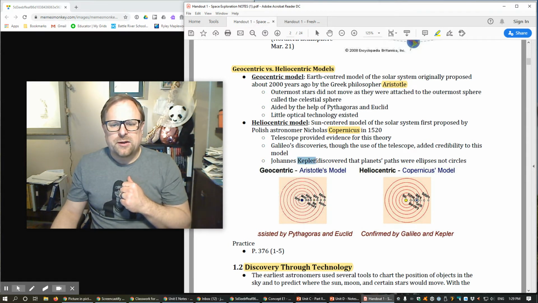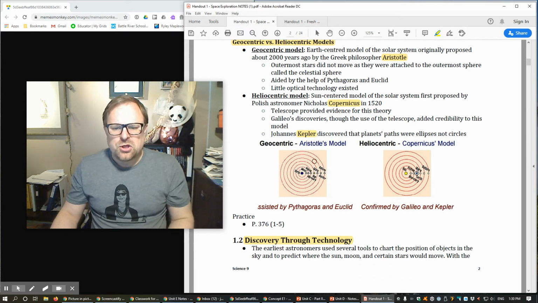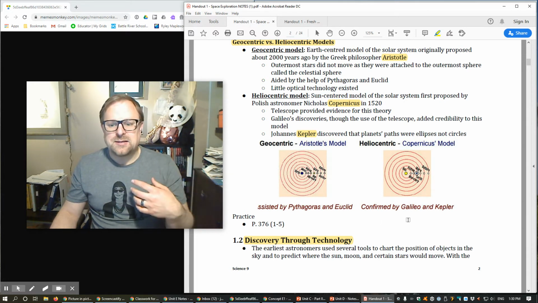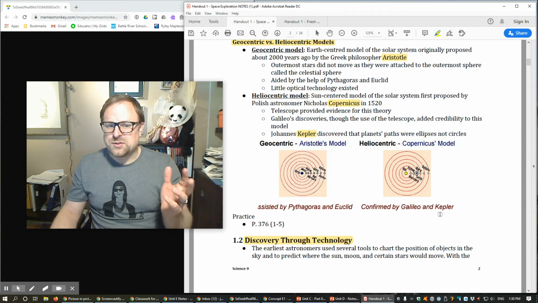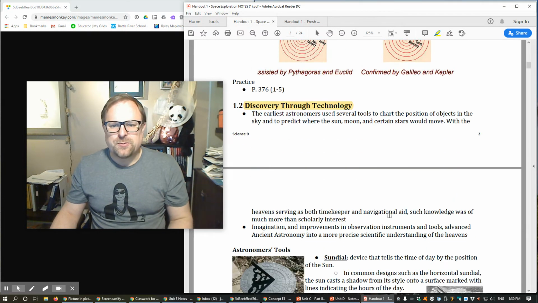Kepler comes in later on, and there's a whole other video that I left out on Kepler and what he came up with, far beyond what we need to know. You might recognize names like Pythagoras and Euclid from last year in Science 8. Galileo, Kepler, Copernicus, you probably heard about them in Social 8 when you studied the Renaissance. So that's kind of interesting too.